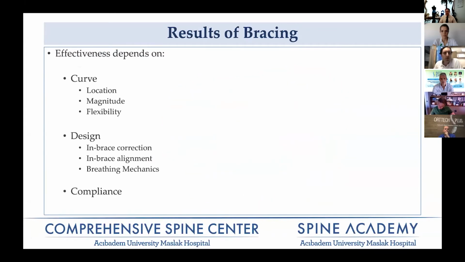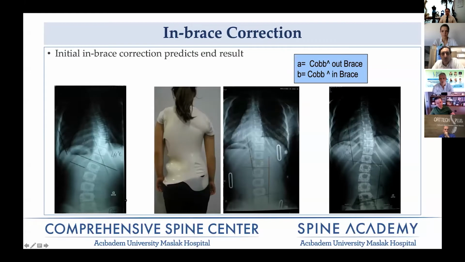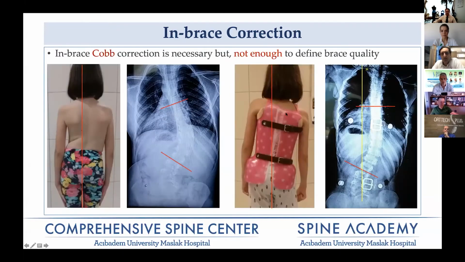So if you look at the results of what we can do with growth modulation with bracing, it is dependent on the curve location, magnitude, and flexibility, the design, and the compliance of the patient. You can see here that this brace was able to diminish the load distribution problem that was apparent here, and now they are in the midline. But this is also a good correction in the coronal plane, though you can see it's not aligned, so the results are not as good.